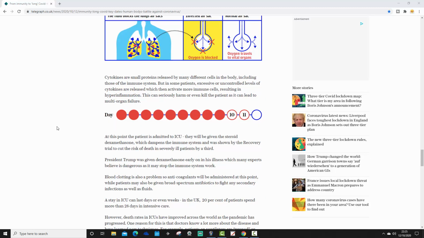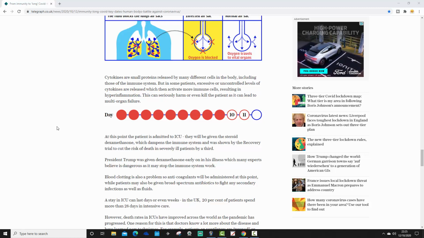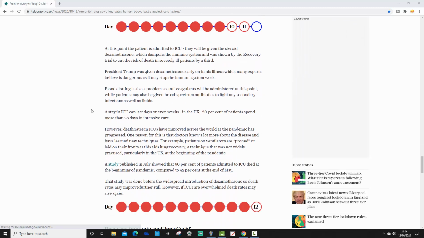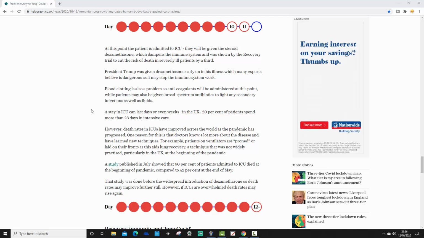Cytokines are small proteins released by many different cells in the body, including those of the immune system. But in some patients, excessive or uncontrolled levels of cytokines are released, which then activate the immune cells, resulting in hyperinflammation. This can seriously harm or even kill the patient, as it can lead to multi-organ failure. A cytokine storm is one of the things that typified the Spanish flu in 1918 and 1919, of course, and it does appear that COVID-19 can also generate a cytokine storm within the immune system, and the immune system itself can kill the patient, unfortunately.